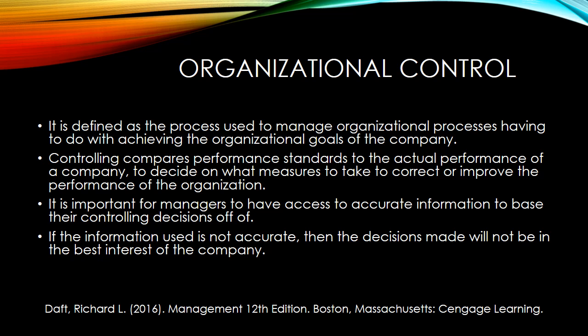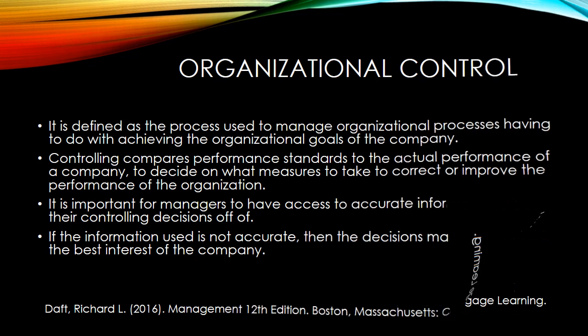Organizational control is defined as the process used to manage organizational processes having to do with achieving the organizational goals of the company. Controlling compares performance standards to the actual performance of a company in order to decide on what measures to take to correct or improve the performance of that organization. It is important for managers to have access to accurate information to base their controlling decisions off of. If the information used is not accurate, then the decisions made will not be in the best interest of the company.